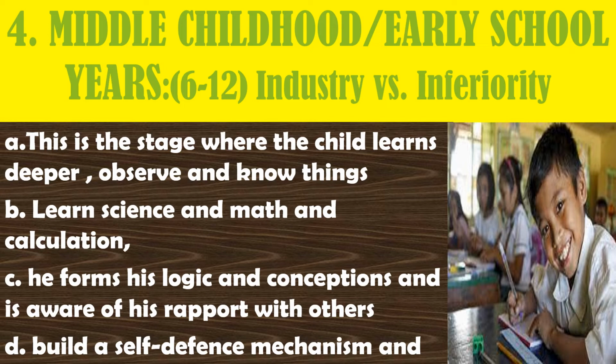So in this stage, the child learns deeper, observes and knows things, learns science, math, and calculation. He forms his logic and conception and is aware of his rapport with others. He builds a self-defense mechanism and his character starts to take form.